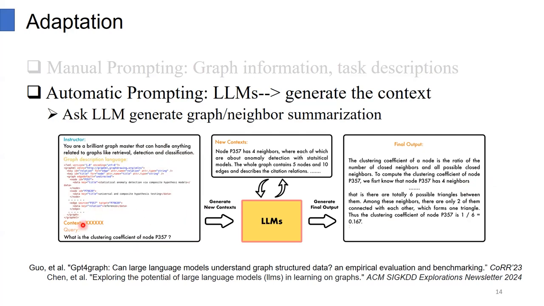So we put it into the language model. The language model can generate some additional context based on what you input. The additional context here can be re-entered into the large language model to generate new context. So this is an iterative process, and after several rounds of iteration, it can output the final result.